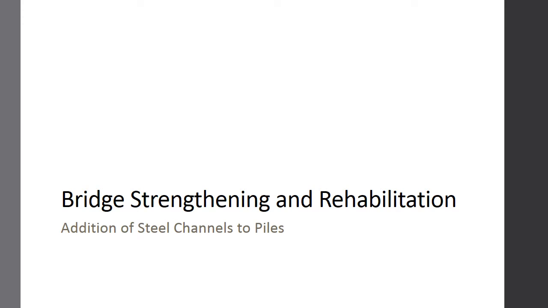Timber piles are often the bridge element that most quickly and frequently deteriorates. The more likely exposure to moisture and cycling of wet and dry periods promotes deterioration at a more rapid rate than other elements. Where the pile has experienced localized deterioration, the addition of steel channels to the piles can provide the additional strength needed.